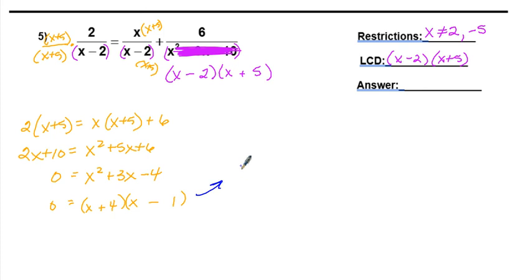Since I could factor it, I didn't need the quadratic formula. x plus 4 equals 0, so x must equal negative 4. x minus 1 equals 0, so x must equal positive 1. I checked both of these answers against my restrictions. Neither one of them is on the list, so I'm okay to write x equal negative 4 and 1 as my two final answers for this. Both answers need to be included to be complete.